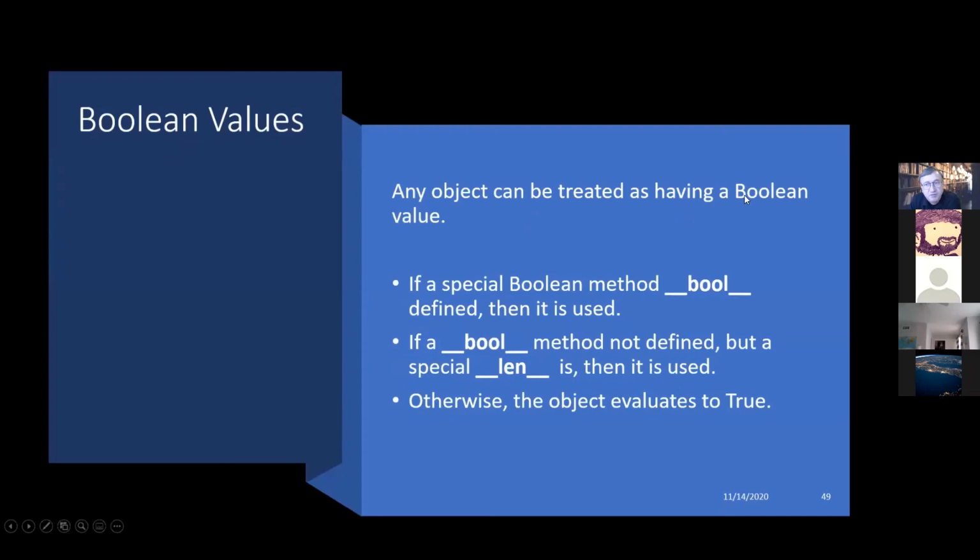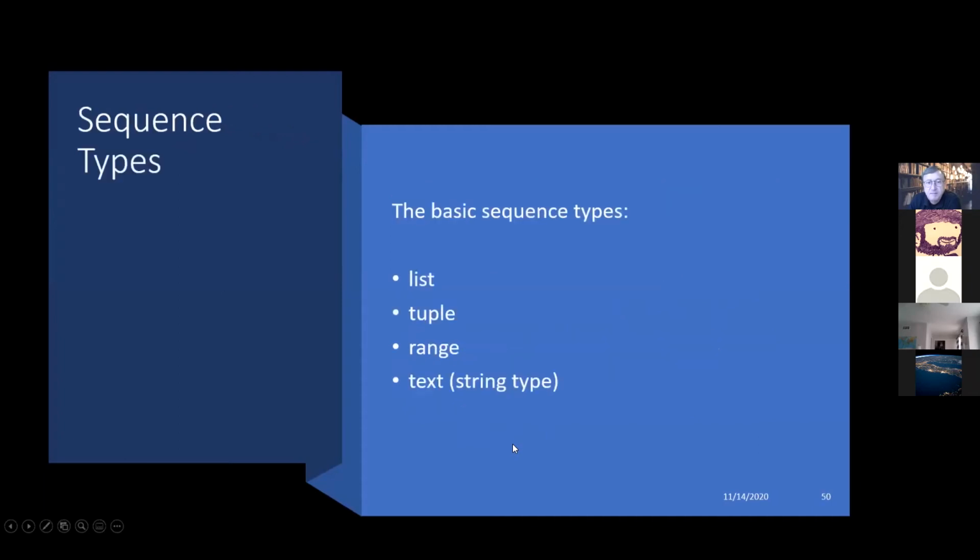Any class you can create, you can make its objects behave as a Boolean. There's a special method you can implement to make any object be able to be treated as a Boolean. Sequence types are a big part of Python. Sequences can be lists, which is a list of values that can be updated and changed. A tuple is a list of values that cannot be changed once you create the tuple. Lists and tuples can have any type of thing in them. They can have integers, floats, strings. A list can contain lists, so they could be nested.